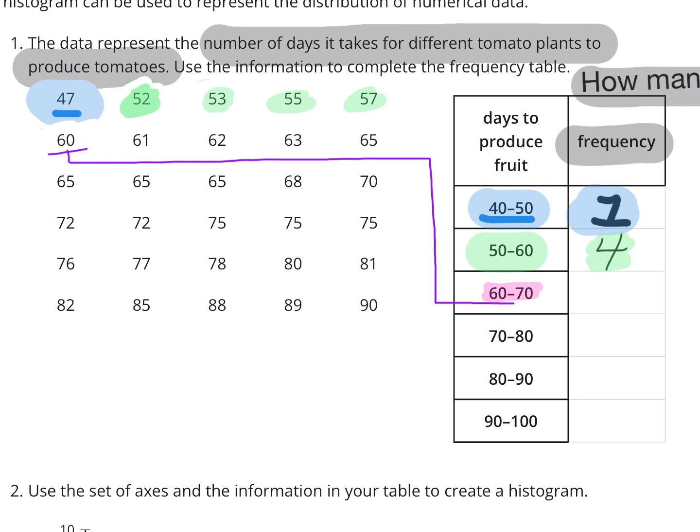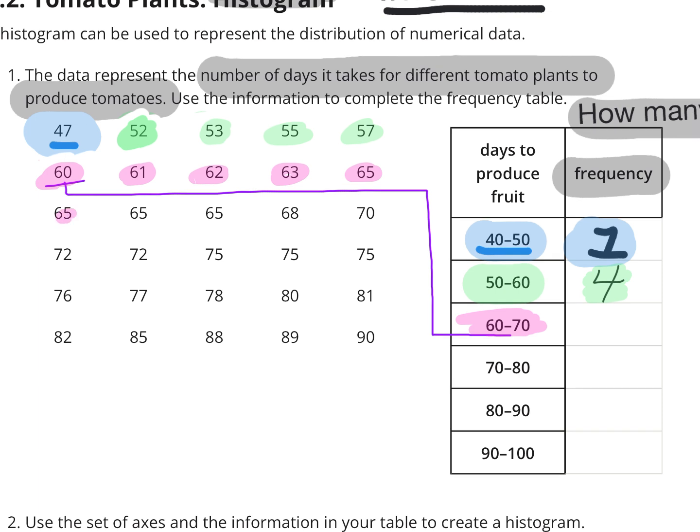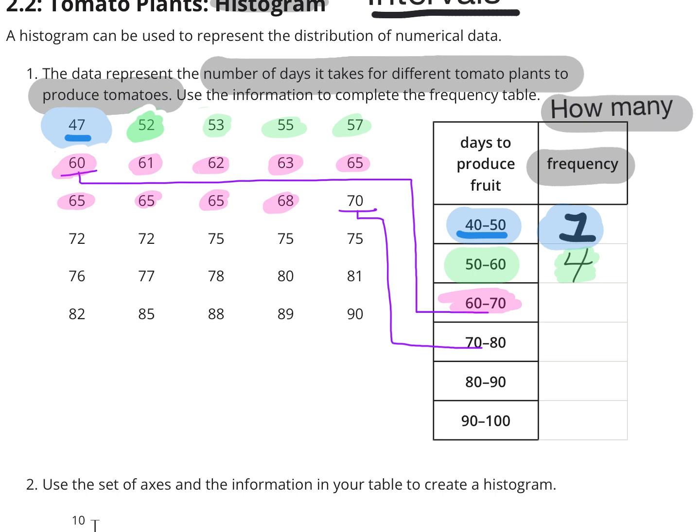Now grab your pink highlighter for the next interval. So we've already established that that 60 is going to go here. And then we've got our other data points that fall in between 60 and 70. Remember, we are not going to include the 70 in this interval because that 70 in a minute is going to go down into the next interval where the 70 is in the front. So that means that this frequency has 9. This interval has 9 pieces of data in it. So how many? The frequency is 9.